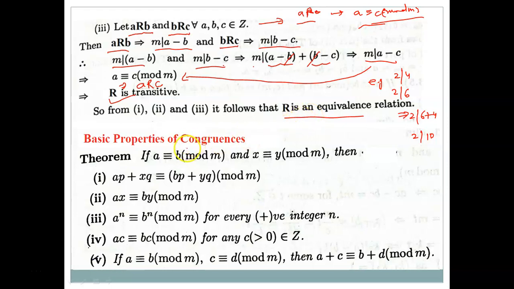Now we have certain basic properties of the congruences. These can be proved also. But you can remember here: if A is congruent to B mod M and X is congruent to Y mod M, then you can write the following: AP plus QX is congruent to BP plus YQ mod M. Similarly, if A is congruent to B mod M and C is congruent to D mod M, then A plus C is congruent to B plus D. If you are adding the things on the left hand side, then you can add the residues on the right hand side. So these are the important properties of the congruences.